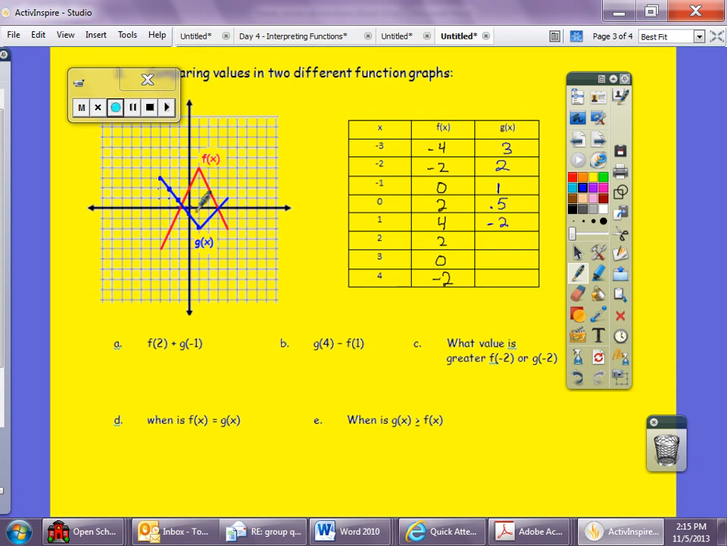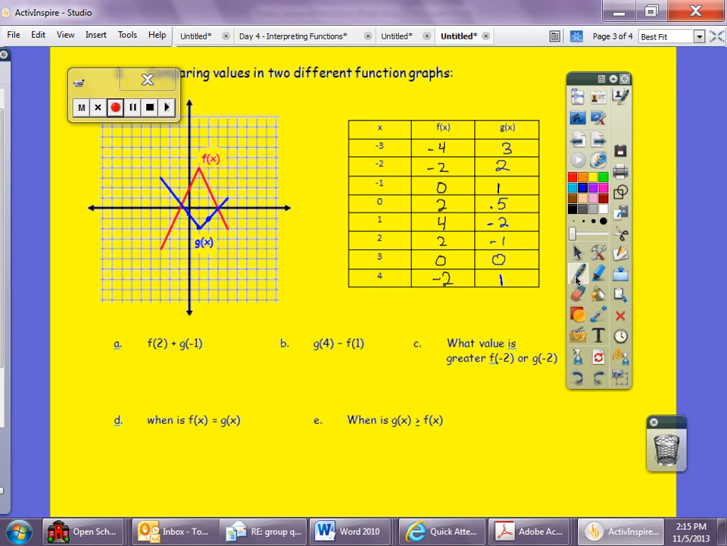When x is 1, 2, that's negative 1. When x is 1, 2, 3, that's 0. And when x is 1, 2, 3, 4, we have positive 1. So that's how we're getting these values.